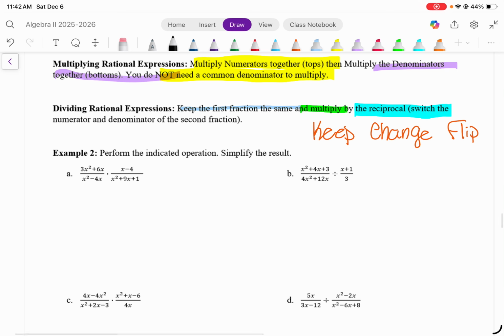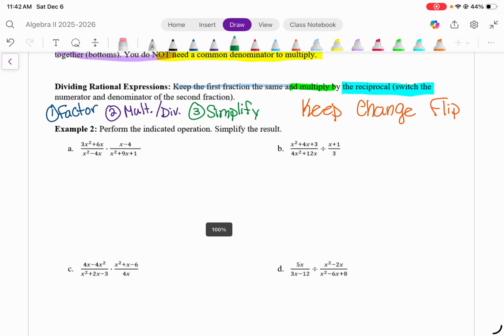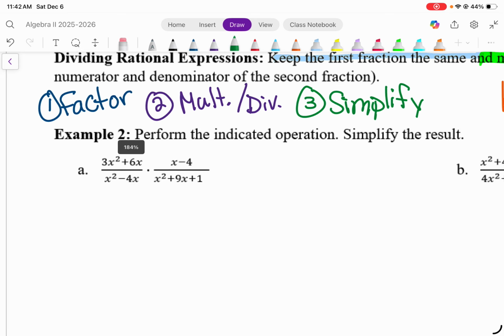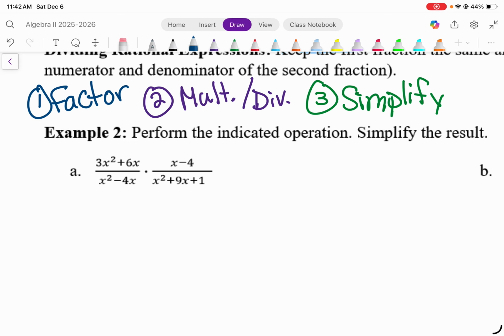All right, so now when we multiply and divide, there are 3 steps that you're going to do. The first one, you're going to factor wherever it is possible, so both the numerator and the denominator. Second, you are going to do the multiplication or the division. And then the last thing you're going to do is simplify. So we're going to start with A and C, the multiplication ones, and then we'll go to B and D for division. So our first step is to factor.